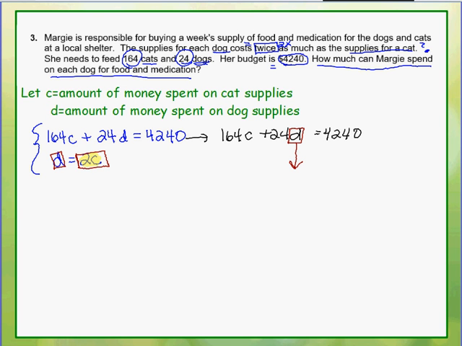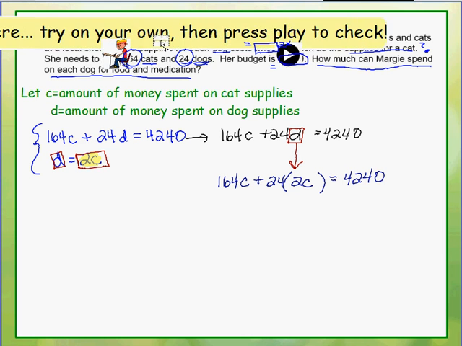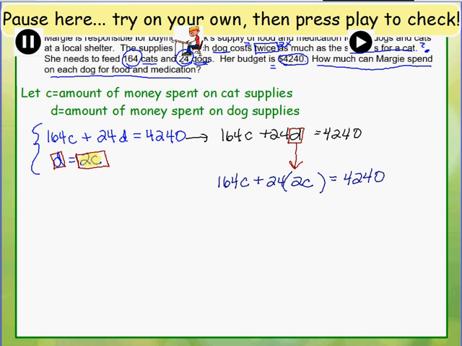So when I rewrite my equation, I have 164C plus 24, not the cost of a dog, because it's really equivalent to 2 times the cost of a cat, which equals $4,240. Now that we have an equation in terms of one variable, I'd like you to pause the video, check it on your own.